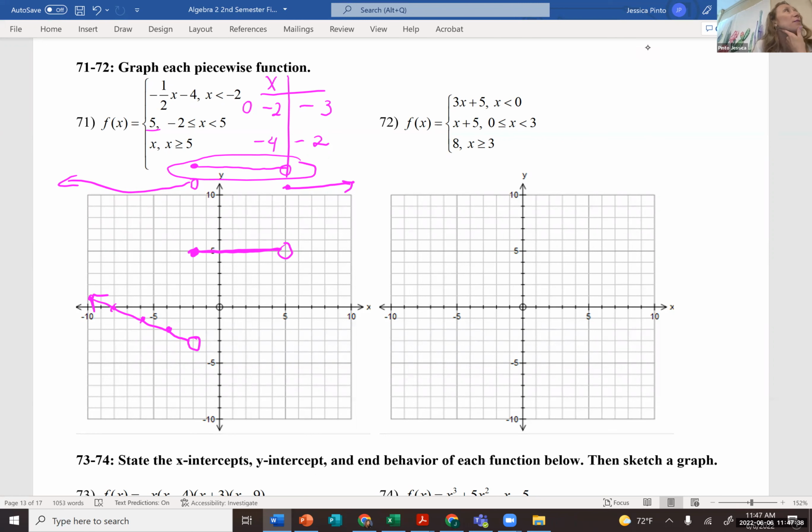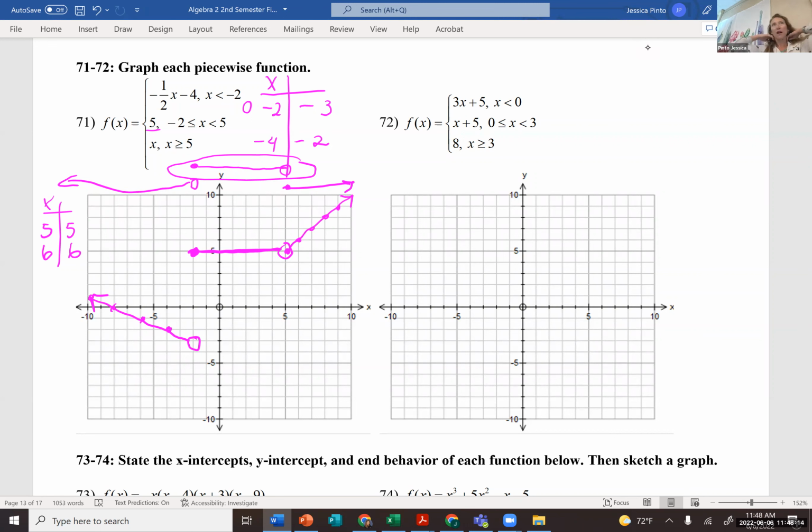Now I'm working on my third piece. That's x, when x is greater than or equal to 5. So that just means I plug in 5, and then another number that's bigger than 5, such as 6. The x values repeat for the function x. So it's 5, 5, and then 6, 6. That's the slope of 1. So I start here at the open circle, I go up 1 over 1, and I connect my piece. I'm now finished with this piecewise graph.